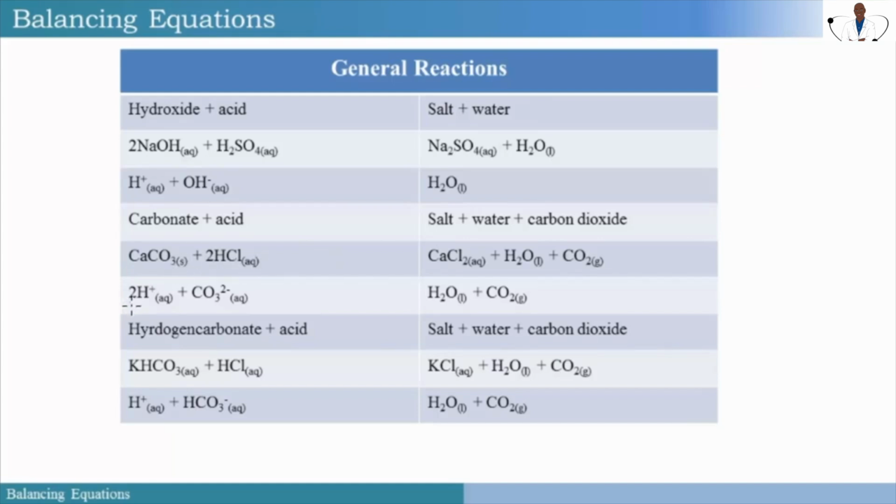And this is your ionic equation for a carbonate reacting with an acid to produce your water and carbon dioxide. Notice that you don't see the calcium or the Cl or the salt because the spectator ions were cancelled and removed. So this equation here would be the same equation written for any carbonate reacting with any acid.